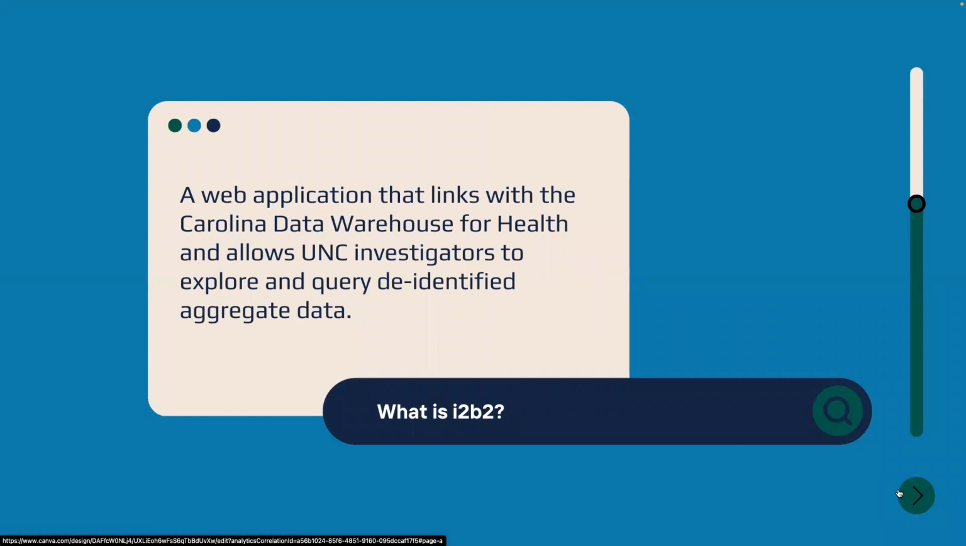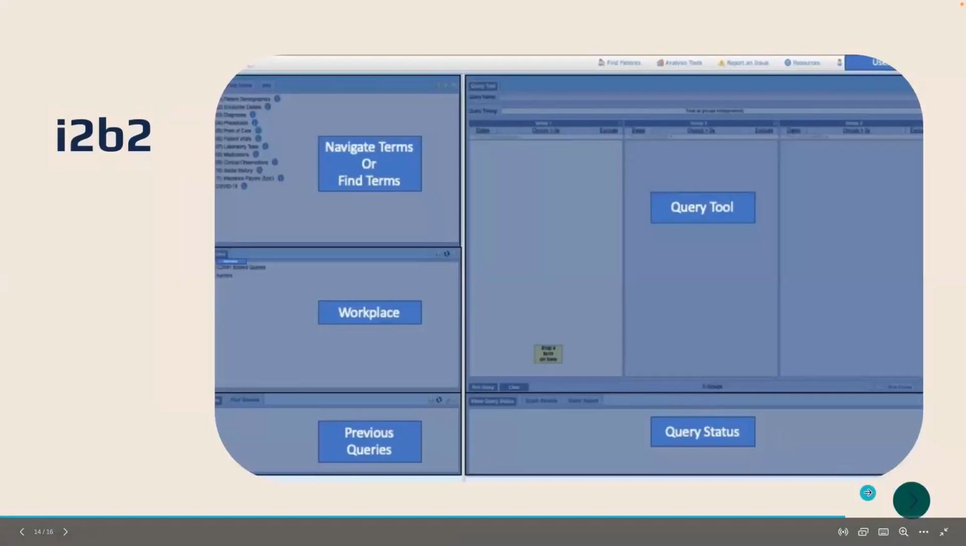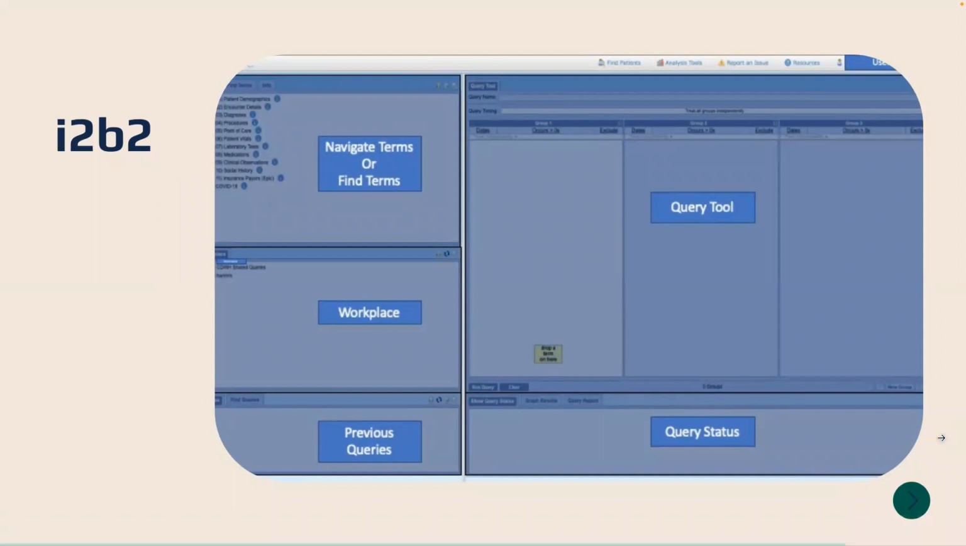So what is I2B2? It is a web application that links with the Carolina Data Warehouse for Health and allows UNC investigators to explore and query de-identified and aggregate data. You might be wondering what is de-identified aggregate data and how it would look. For that, I think we can move on to looking into I2B2 in detail now. I2B2 is split up into various panels, for example, navigate or find terms, query tool, query status, previous queries, and workplace.